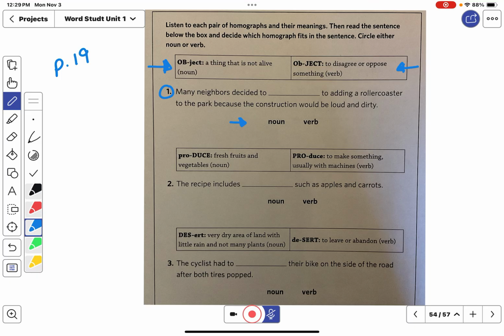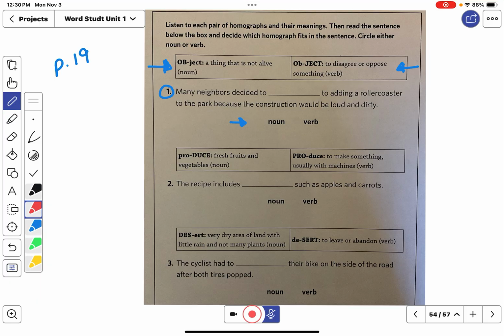Listen to my sentence. Decide if the word object or object is a noun or a verb used in the sentence. Many neighbors decided to object to adding a roller coaster to the park because the construction would be loud and dirty. I could read it the other way. Many neighbors decided to object to adding a roller coaster to the park because the construction would be loud and dirty. Decide, is object or object a noun or verb in this sentence? Circle one now.